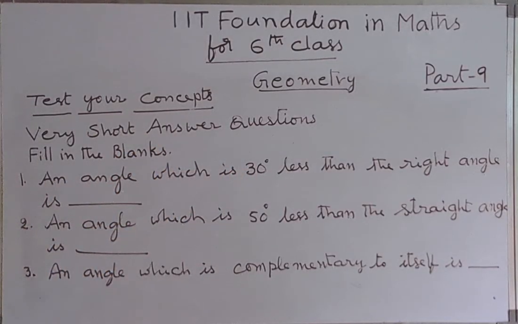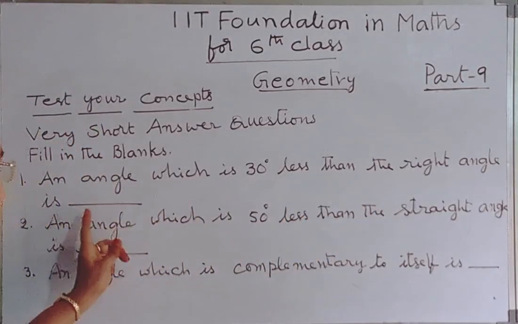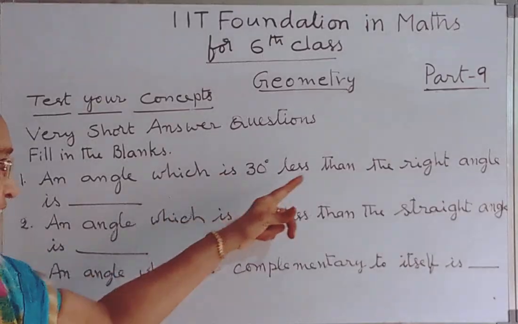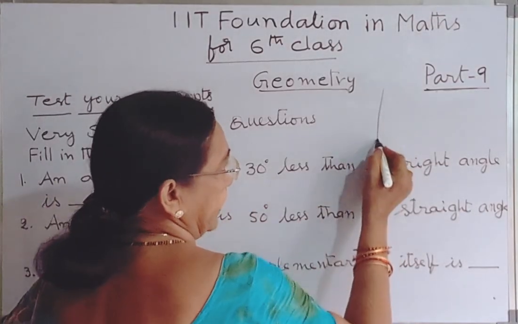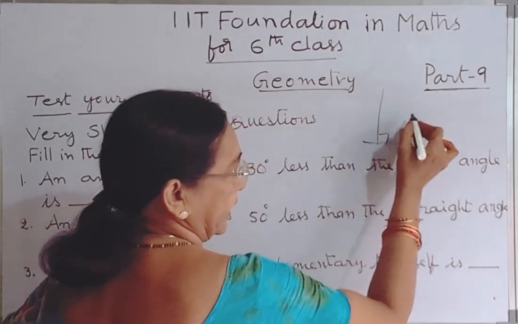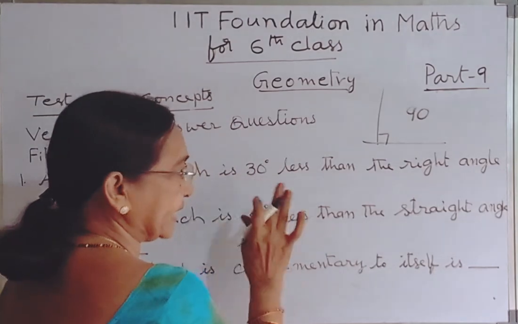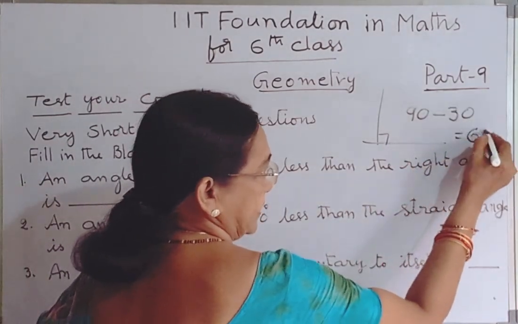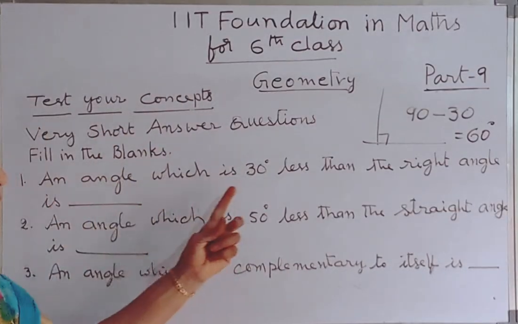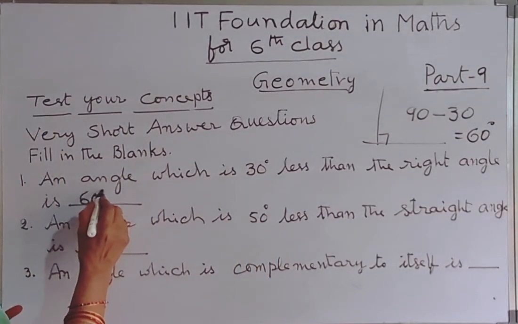Fill in the blanks. An angle which is 30 degrees less than the right angle is dash. Right angle means 90 degrees. This is the right angle, that is 90 degrees. So 30 degrees less than the right angle: 90 minus 30 is equal to 60. So an angle which is 30 degrees less than the right angle is 60 degrees.